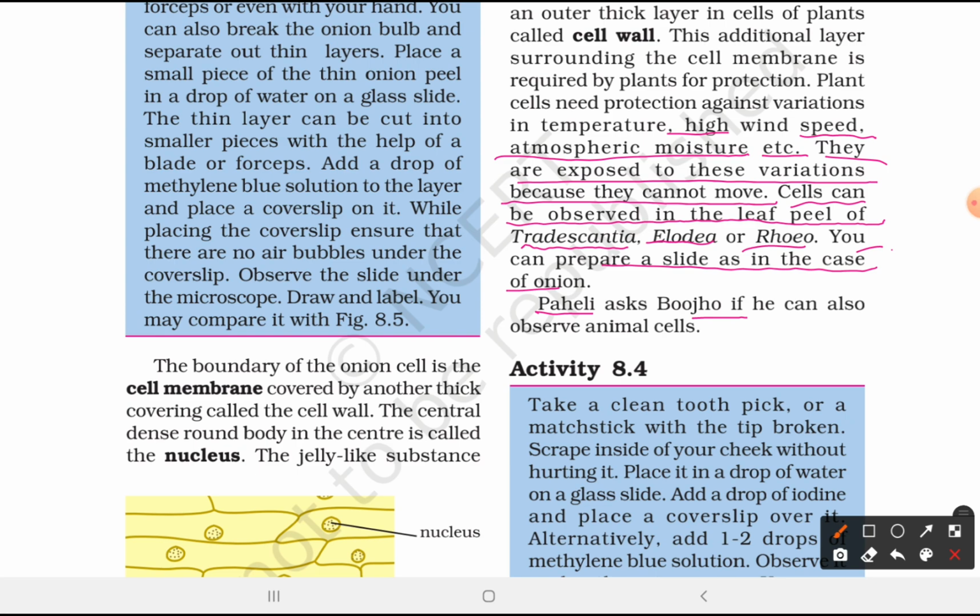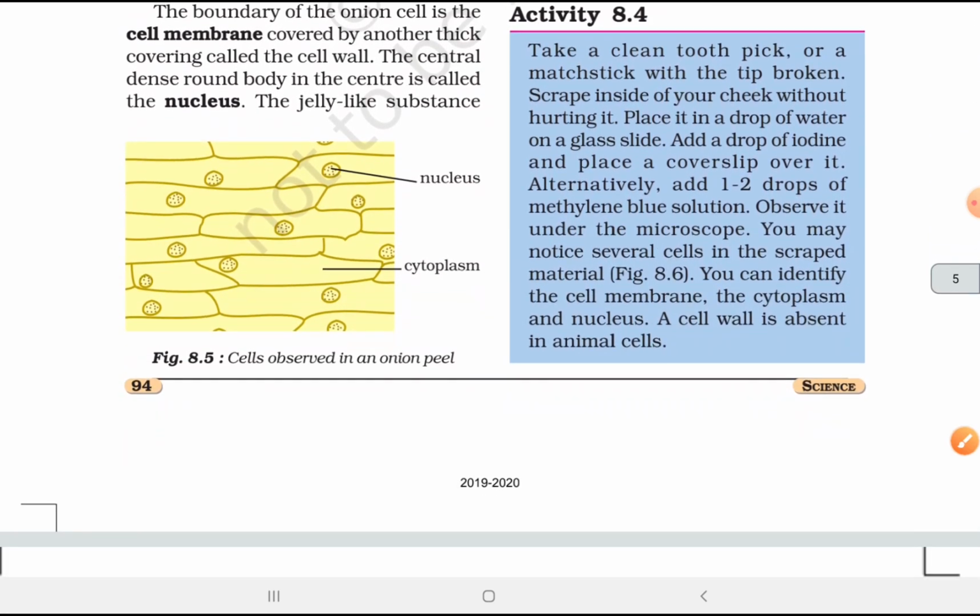Paheli asked Bojo if he can also observe animal cells. Take a clean toothpick or a matchstick with a tip broken. Scrape inside your cheek without hurting it. Place it in a drop of water on a glass slide. Add a drop of iodine and place a cover slip over it. Alternatively, add 1 to 2 drops of methylene blue solution. Observe it under the microscope. You may notice several cells in the scraped material.